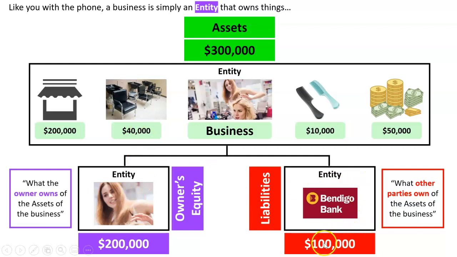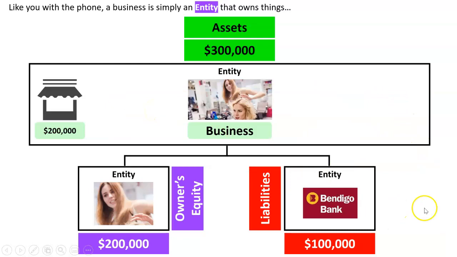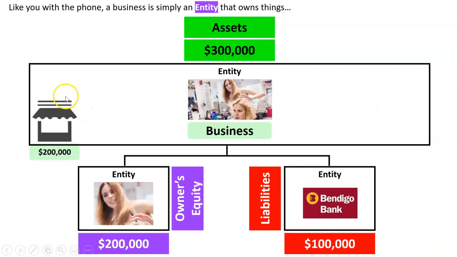Well, let's look at this. The Bendigo Bank is owed $100,000. So they would be entitled to ask for the $50,000 of money, the $10,000 of equipment, and the $40,000 of fixtures and tables and chairs and stuff. They would go to the Bendigo Bank, and now their debt is settled. The owner's equity in this case, she would be entitled to the property.